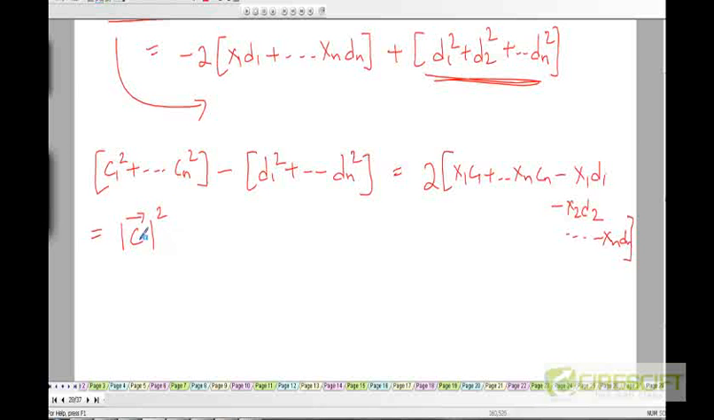I mean, you can prove this also. Basically, the magnitude of this vector is just the length of the distance between the coordinates representing c and the origin, right? And that's going to be given by this formula. So this is actually the square of that distance. This is the square of the magnitude of the vector d.